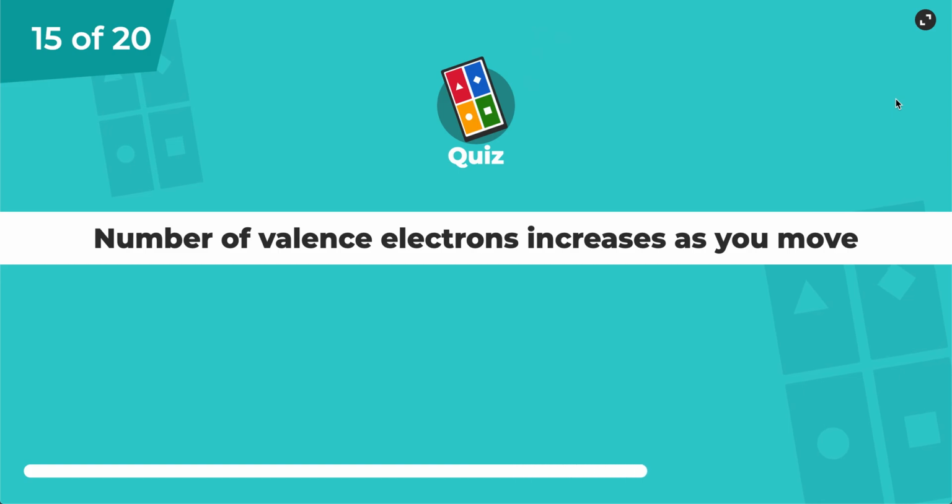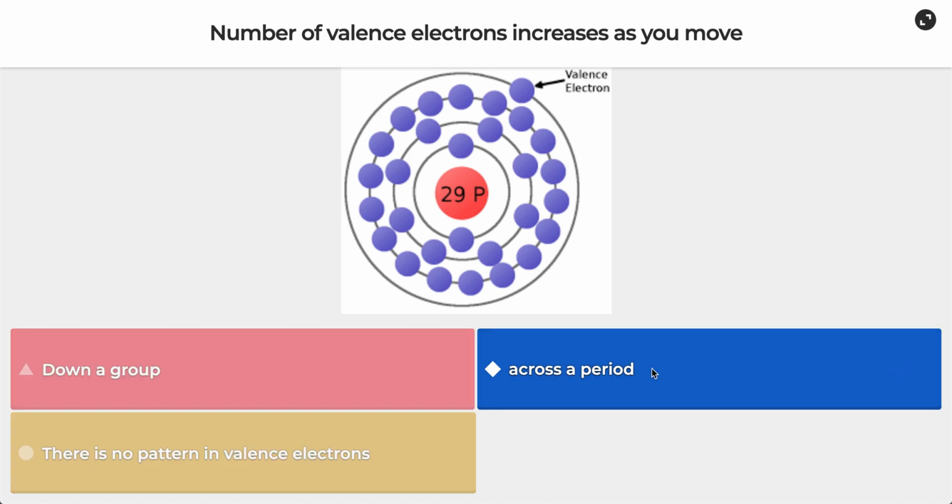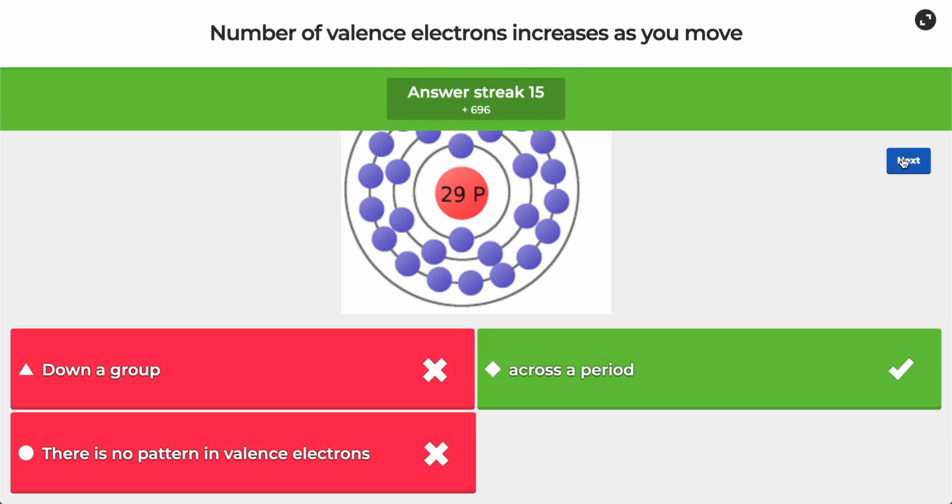The number of valence electrons increases as you move... Well, as you move from left to right on the periodic table, you're going to go across the groups that increase the number of valence electrons, and so it is going to increase as you move across a period from left to right.